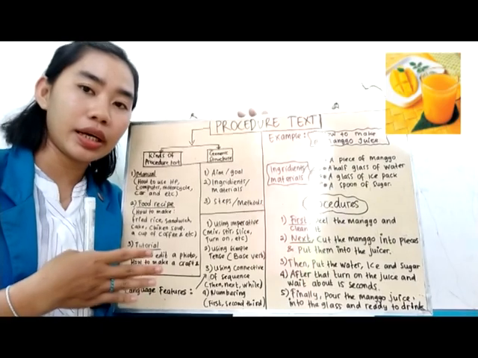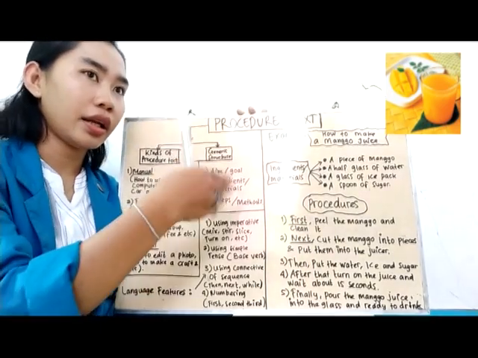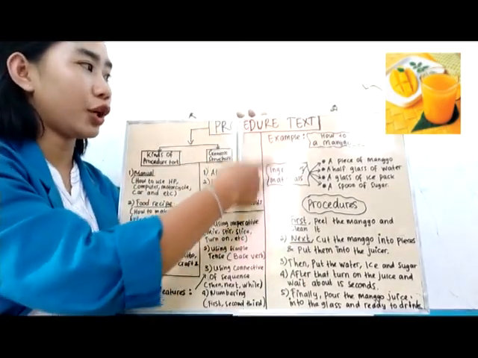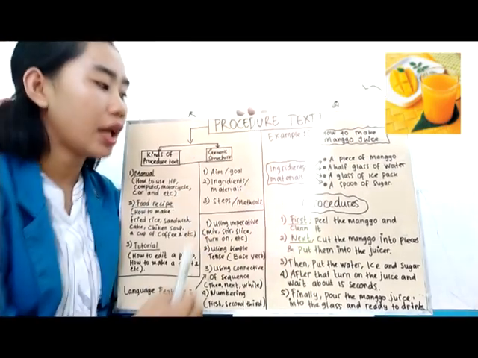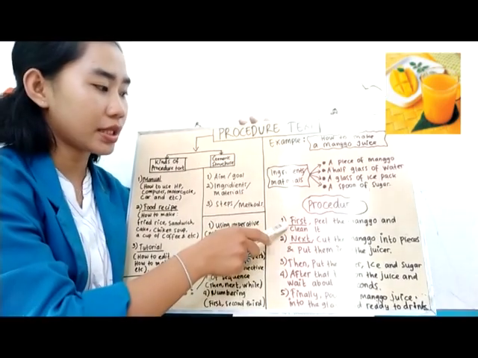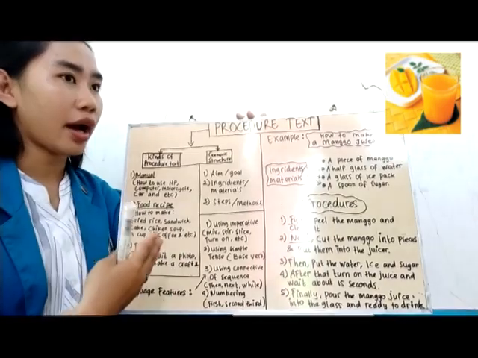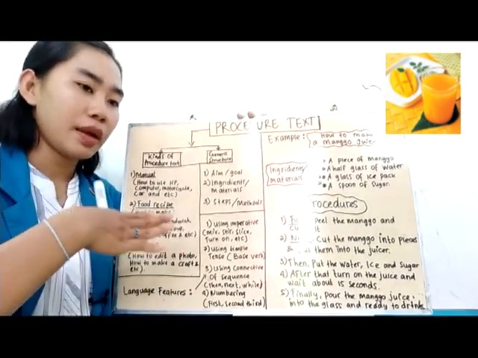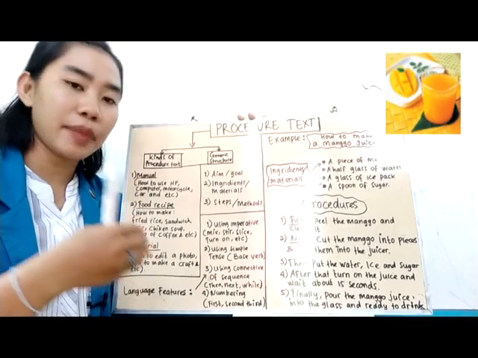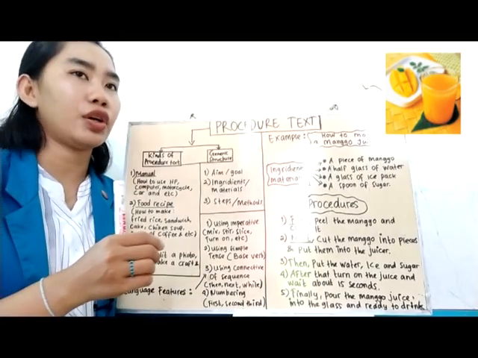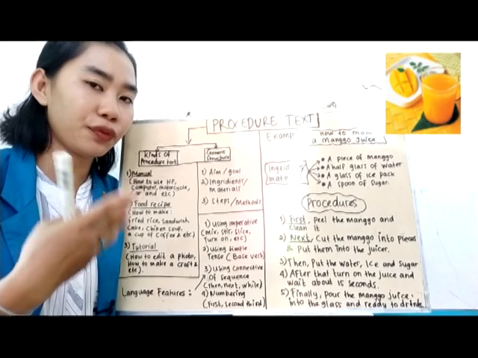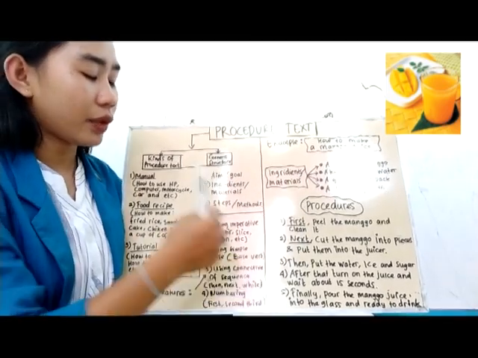Procedure means the steps that you want to follow to create a mango juice. For example, first, peel the mango and clean it. Of course, we peel the mango and then clean it to make your mango healthy for your body, and make you fresh.